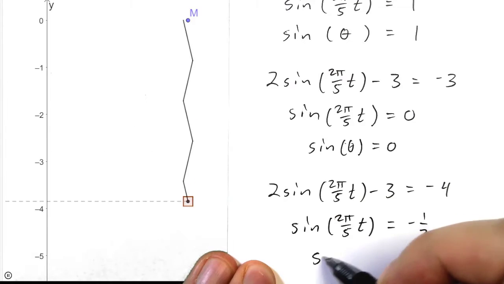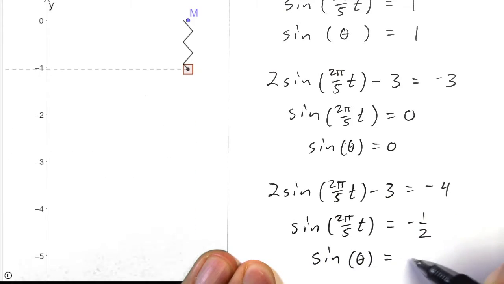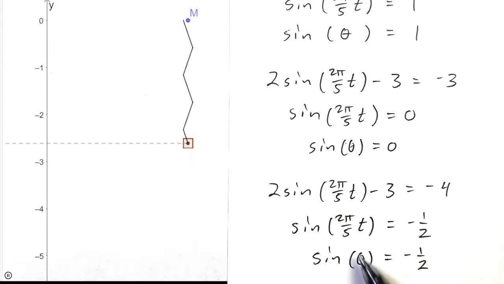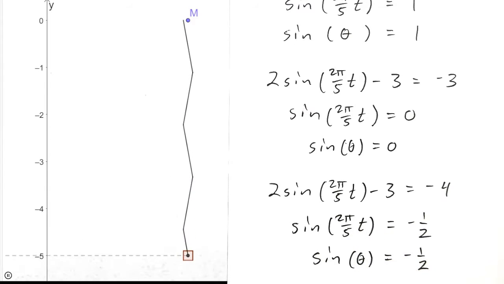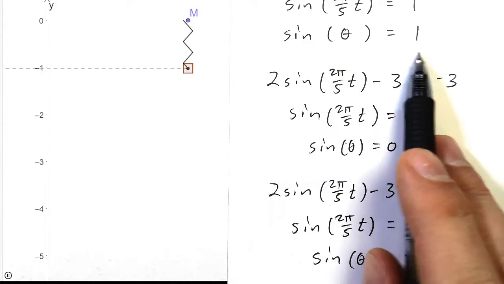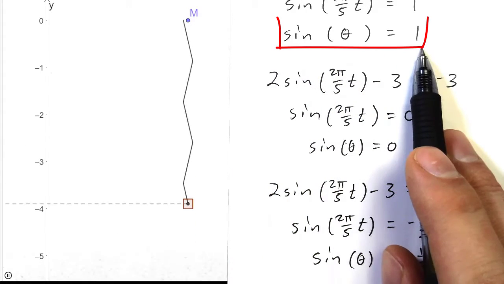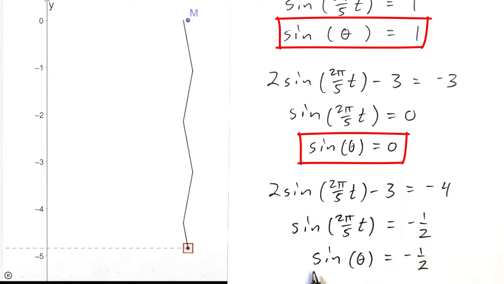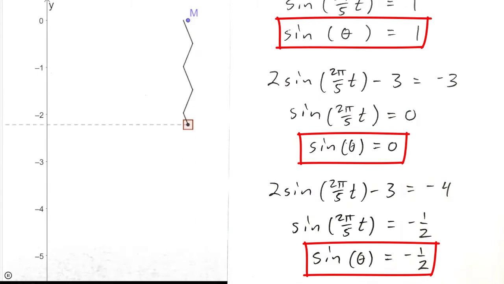All right, so we're going to be looking at where sine of theta is equal to -1/2, and then converting back to t via the relationship between theta and t. So we're going to be solving these trig equations, where sine is equal to 1, where sine is equal to 0, and where sine is equal to -1/2.